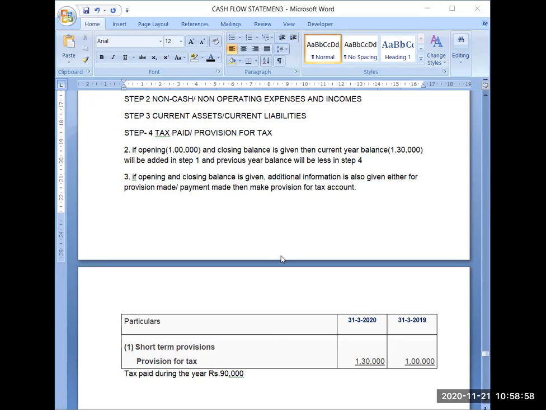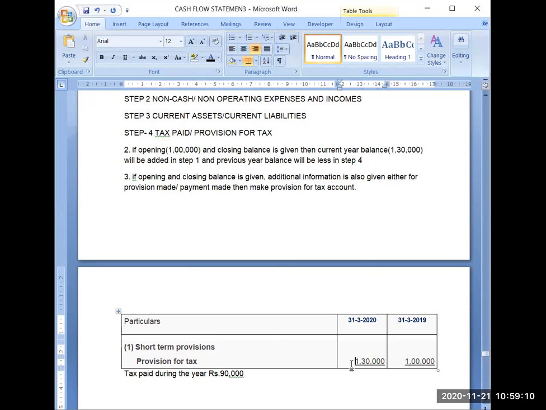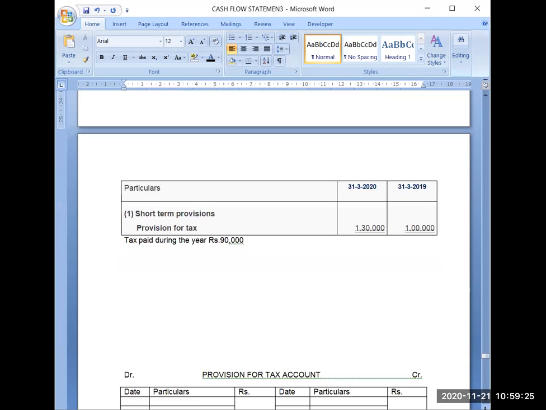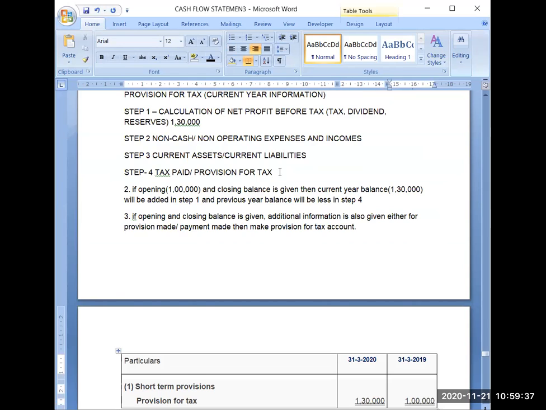Now, what to do in that situation? We will be adding the closing balance, means this one, assuming that this is the current year provision. This is the current year provision for tax. So in step 1, we will be adding here 1,30,000. And in step 4, where we have to deduct the tax paid, we will assume that this is the provision made last year on 31st March. So we would have paid this 1 lakh in the current year as income tax. So that's why this 1 lakh will be deducted here in the step 4 as tax paid.